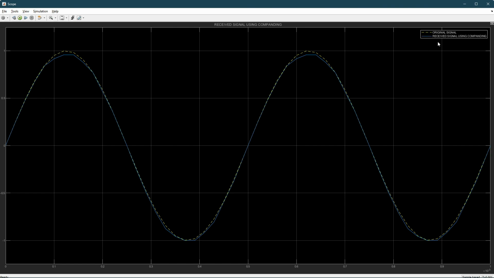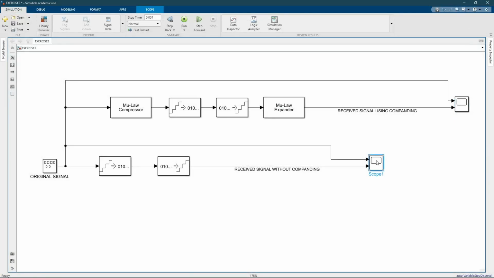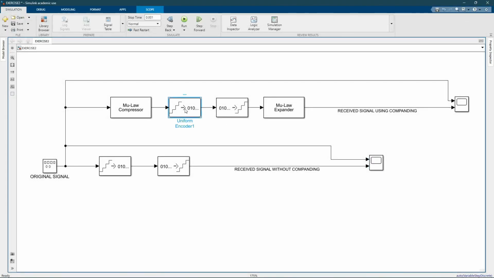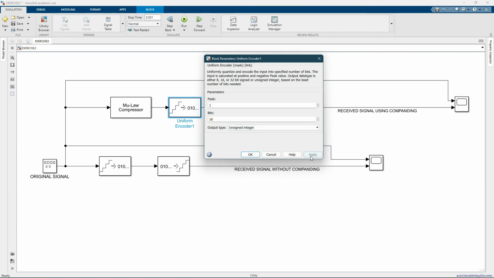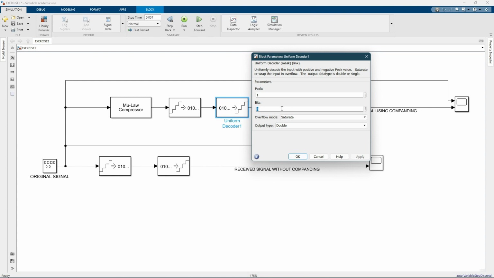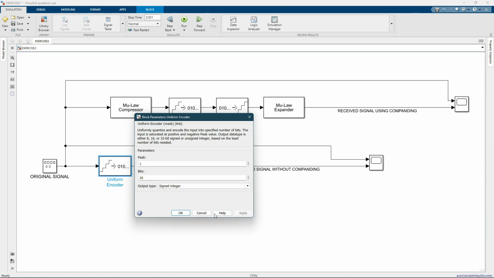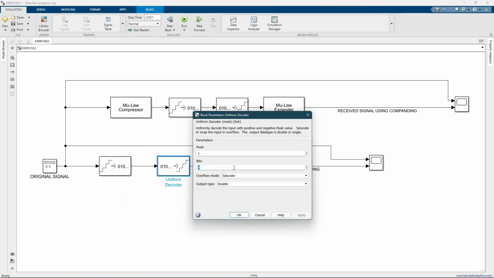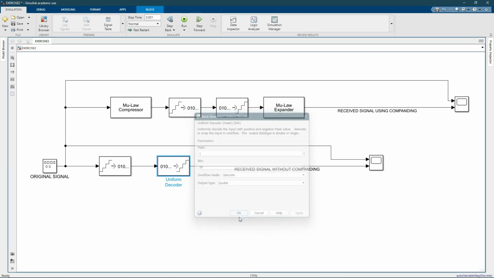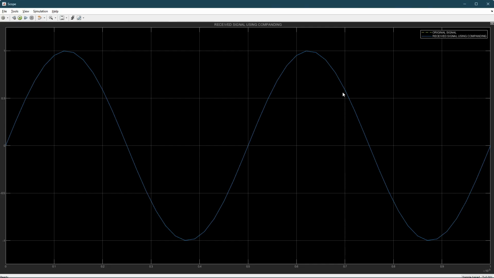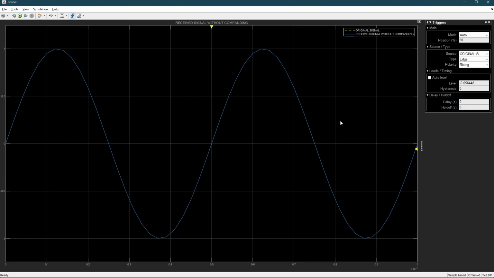And this is the received signal using companding and the original signal, and this is the received signal without companding and the original signal. For n equal to 16, we change the bits to 16. And this is the received signal using companding for n equal to 16, and this is the received signal without companding for n equal to 16.